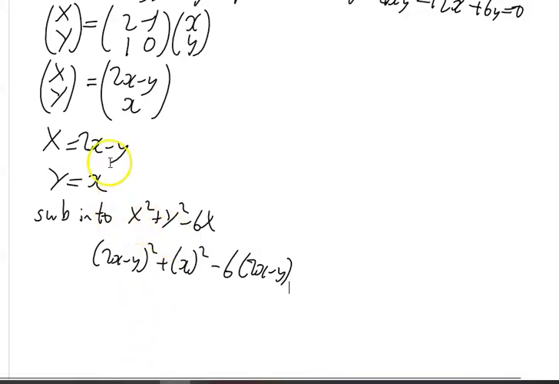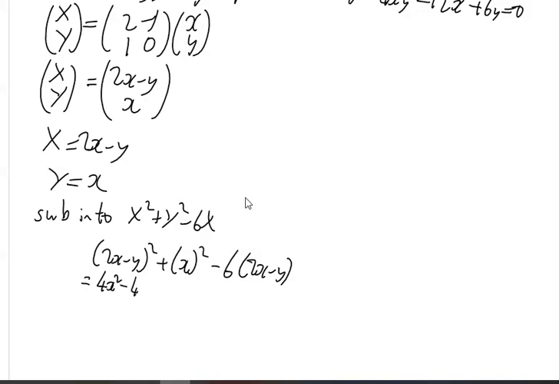Instead of big X, you write 2x minus y. Instead of big Y, you write x. So that's what you've got. The next thing we're going to do is just multiply this out and tidy up and see what you get. So if we go on here at this stage, multiply this out. I skipped a wee bit of working out here, but it should be fine.